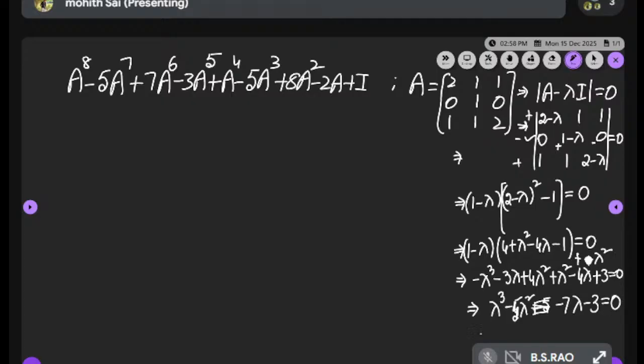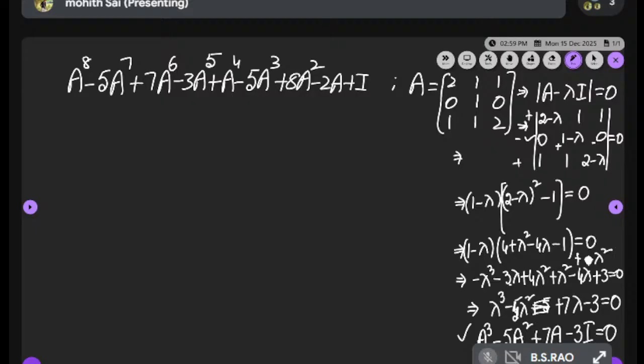By Cayley-Hamilton theorem, A cube minus 5A square minus or plus? Minus 7 lambda, is that minus, common is the plus. Plus 7A minus 3I. This is the Cayley-Hamilton theorem application. Okay.